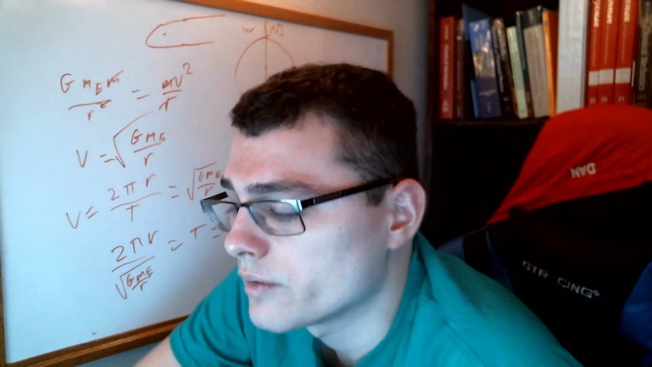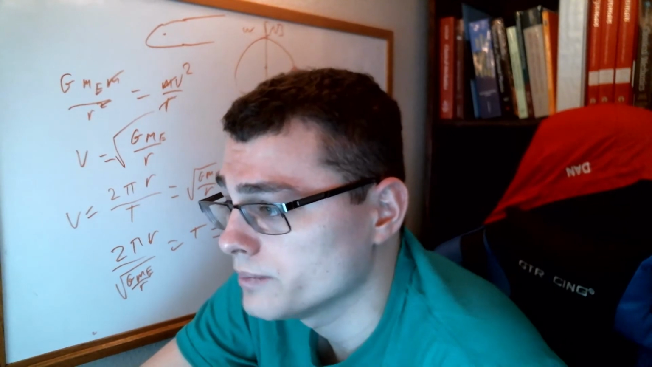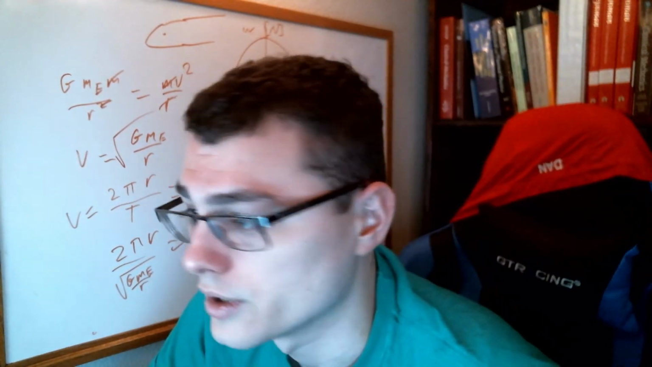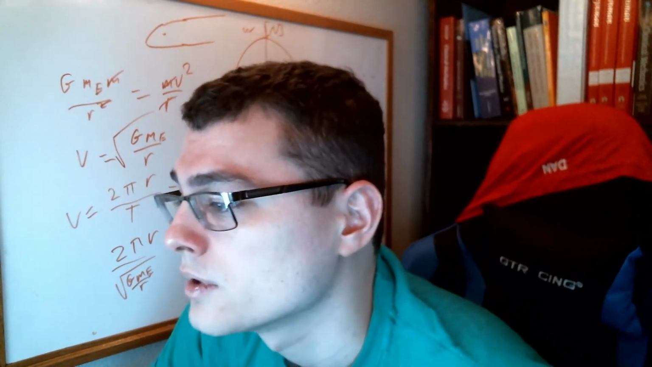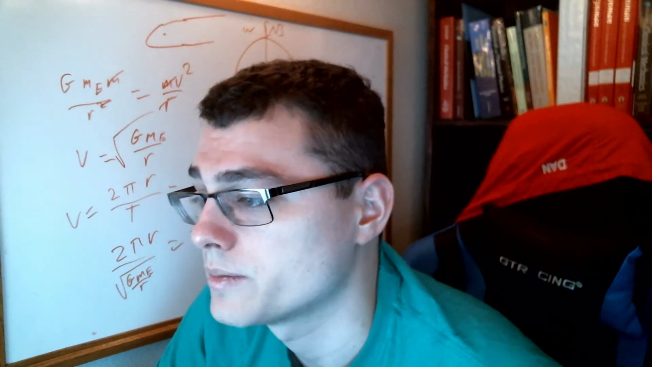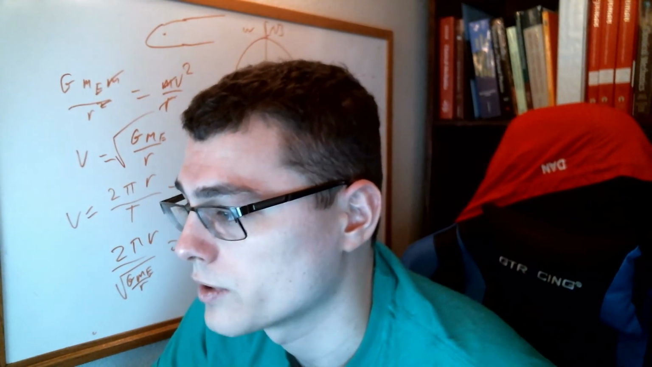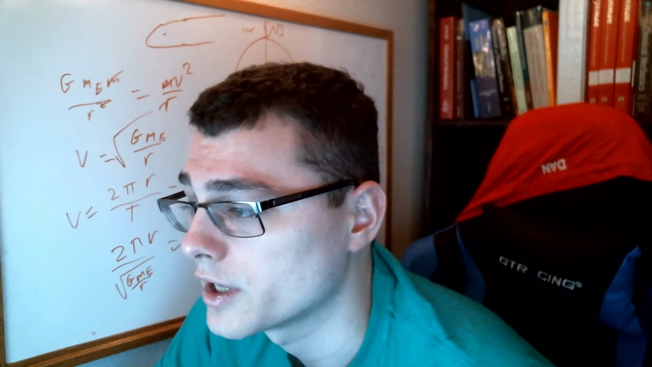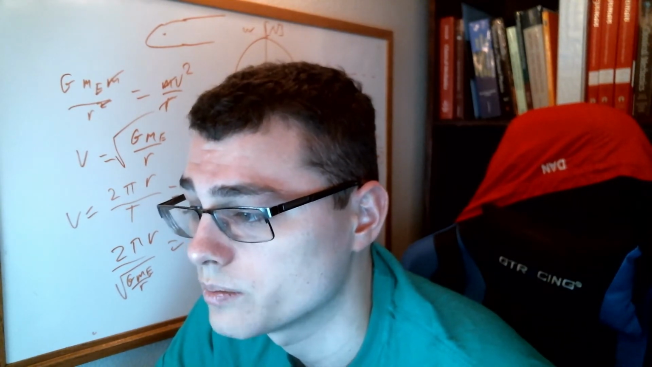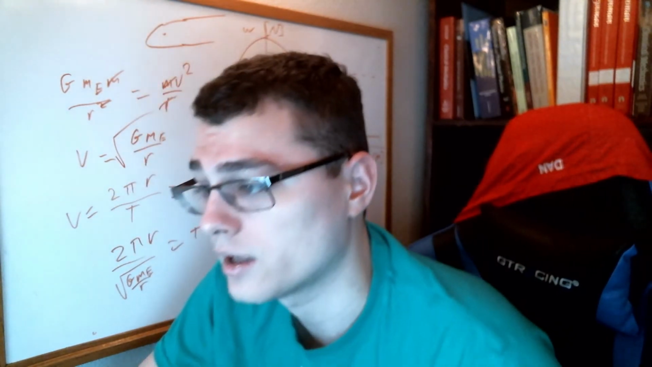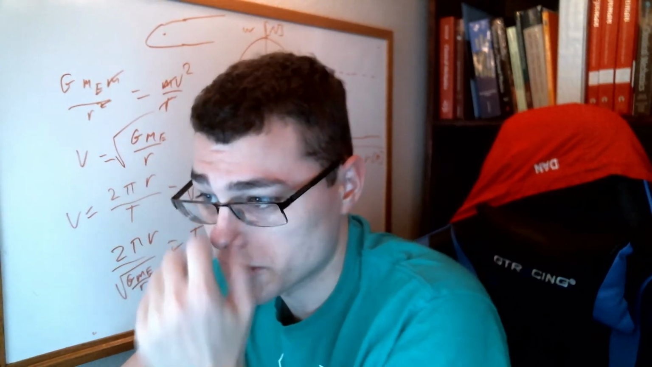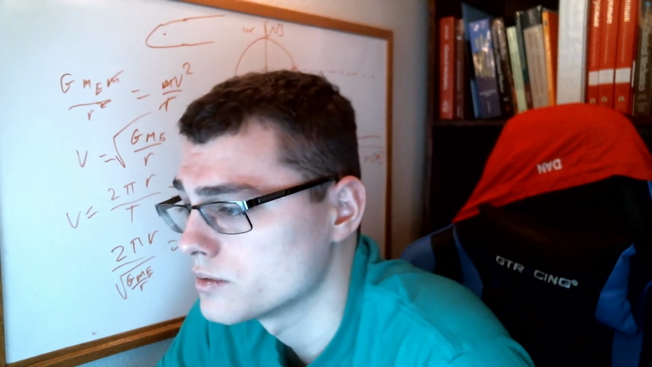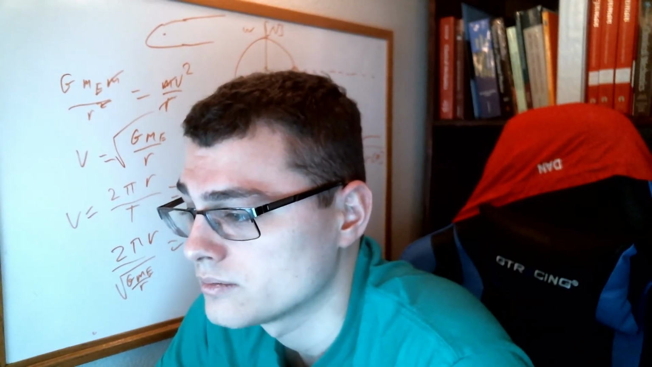A couple of vocabulary words here. Sorry, I had to sneeze. So the point in the planet's orbit closest to the sun is the perihelion, and the point most distant is going to be your aphelion. Those are just two vocabulary words to remember.